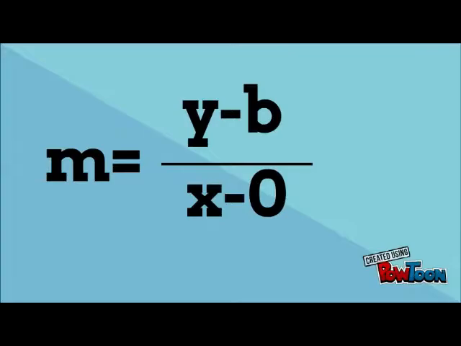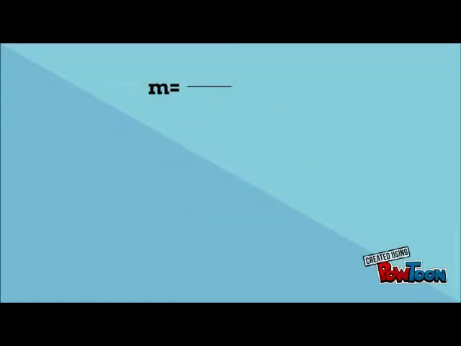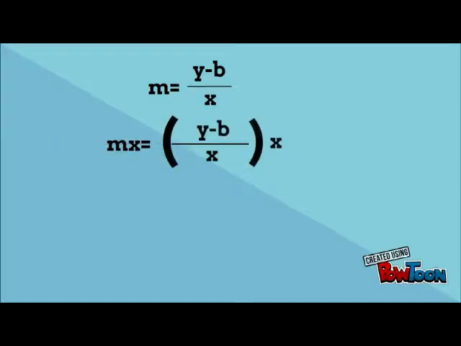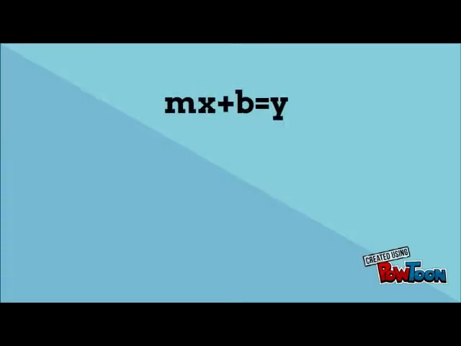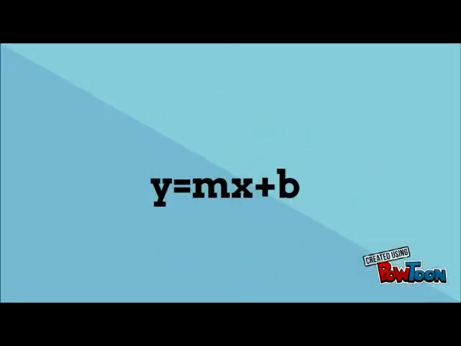Then let's perform the operation. Slope now becomes y minus b over x. Multiplying both sides by x to cancel the denominator x of the right hand, we now have mx equals y minus b. Then add b to both sides of the equation to transpose b on the left-hand side. It will now become mx plus b equals y. And by the symmetric property, y equals mx plus b. And that's how the slope-intercept form is derived.